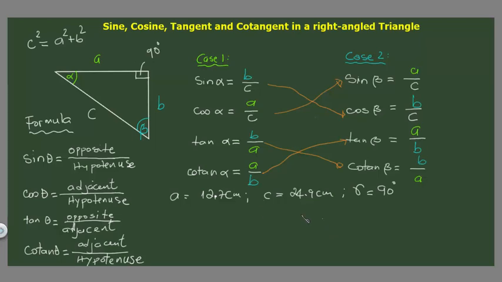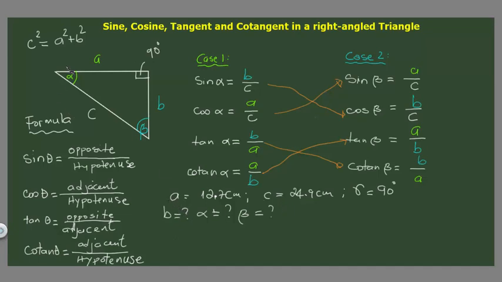Of course, we don't have B. We're looking for alpha, one of the angles, and we're also looking for beta, the other angle. So how do we do that? First of all, you can notice here that we have A and C. It means that we can use the Pythagoras rule to find B straight away.